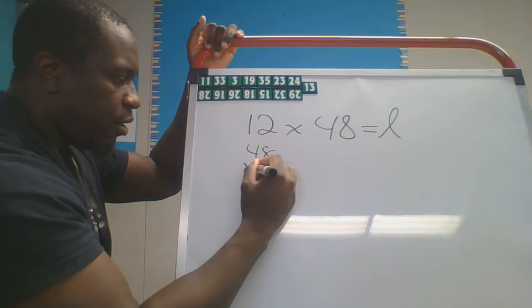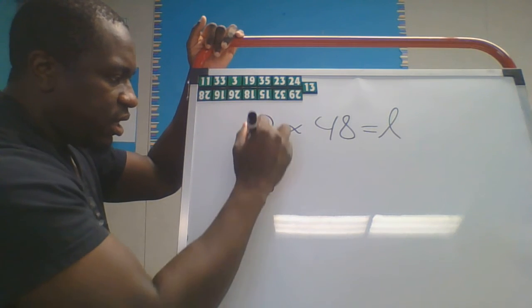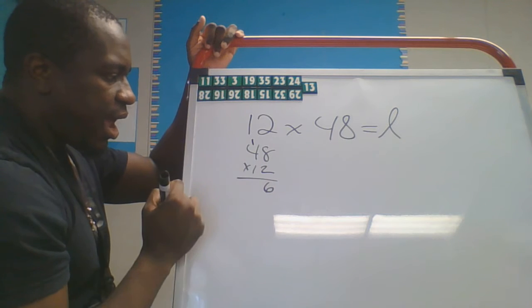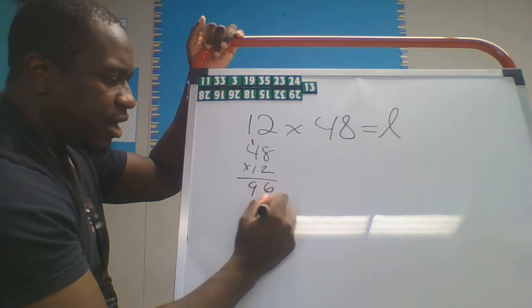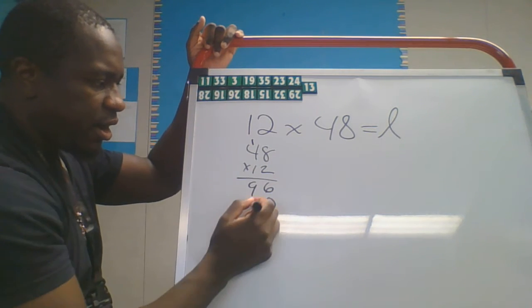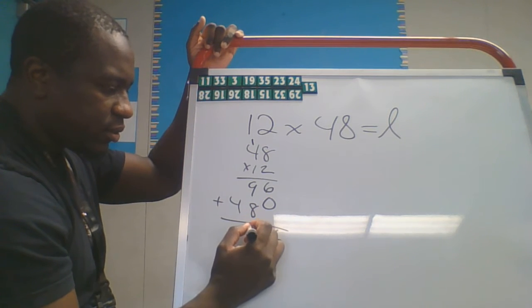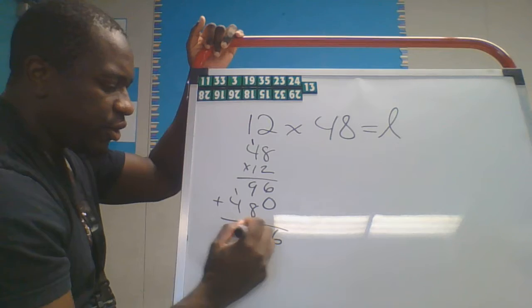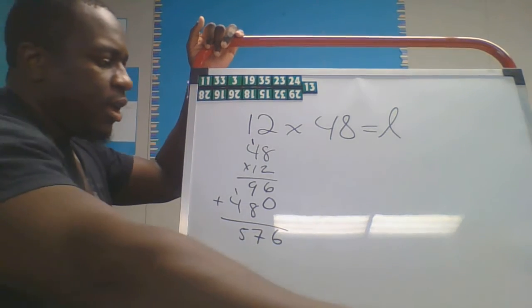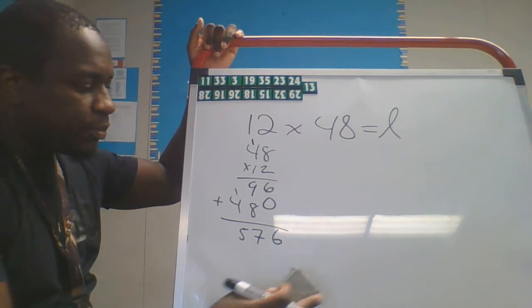48 times 12. 16, carry the 1, 8, 9, we got 96 there, add a 0 because we're multiplying by 10 here, 8, 4, add it all together, 576. Okay, that's one way that you can do it.